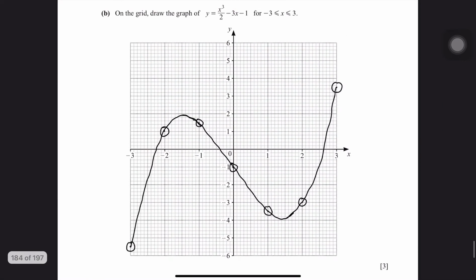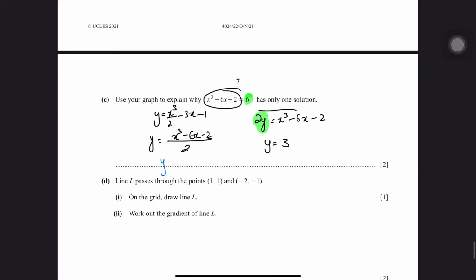So if I see, y equals 3 has just one solution out here. There's no other solution for y equals 3. So y equals 3 only intersects once.